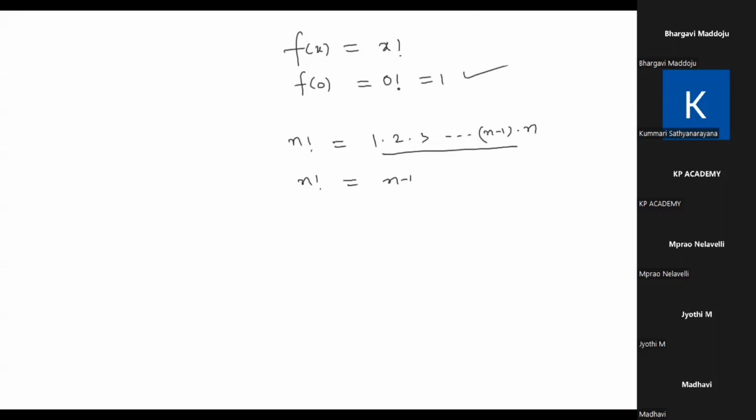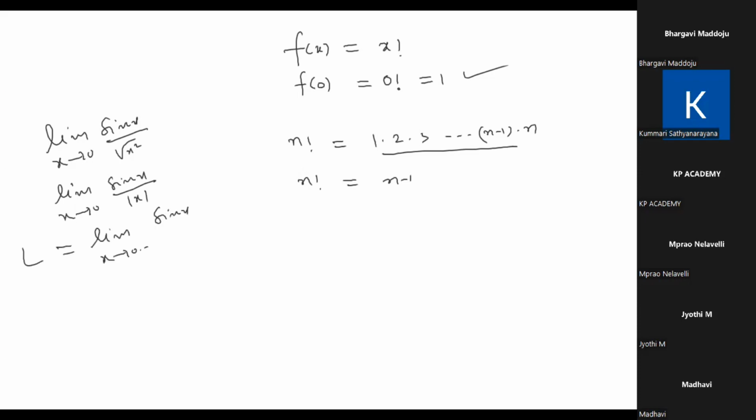For example, limit x tends to 0 of sin x by root of x square. In this case, root x square is mod x. In cases of mod, greatest integer, fractional part, you have to find the left limit and right limit. Obviously this limit does not exist, because LHL is limit x tends to 0 minus of sin x by minus x, which tends to minus 1, and RHL is plus 1. So obviously it does not exist. For mod, greatest integer, fractional part and root, we find LHL, RHL. So in this case the limit does not exist.